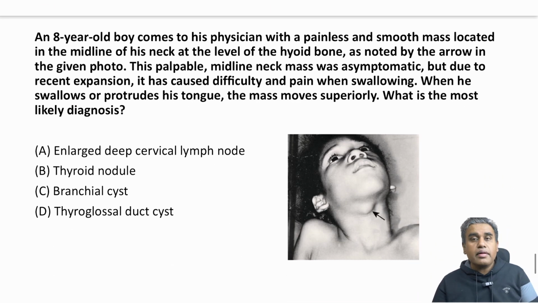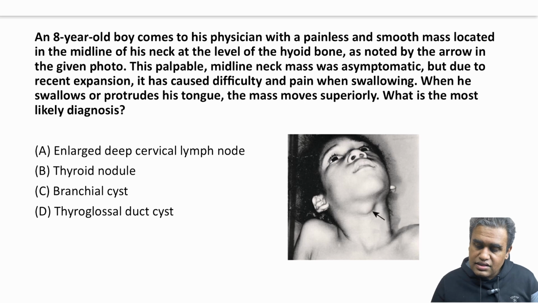An 8-year-old boy comes to the physician with a painless and smooth mass located in the midline of his neck at the level of the hyoid bone, as noted by the arrow in the given photo. This palpable midline neck mass was asymptomatic, but due to recent expansion, it has caused difficulty and pain when swallowing. When he swallows or protrudes his tongue, the mass moves superiorly. Now this is a very important finding.